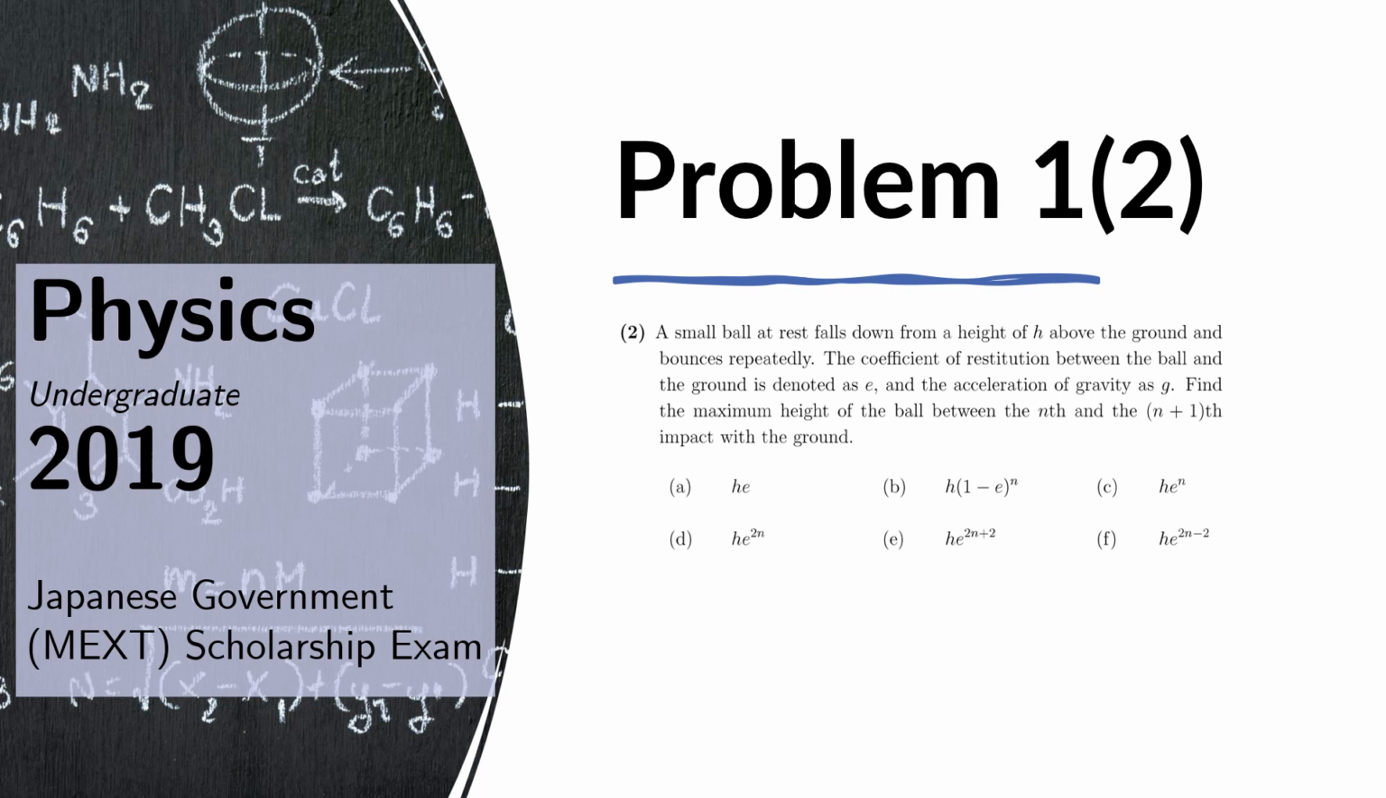Problem 1-2. A small ball at rest falls down from a height of h above the ground and bounces repeatedly. The coefficient of restitution between the ball and the ground is denoted as E, and the acceleration of gravity as g. Find the maximum height of the ball between the nth and the n plus first impact with the ground.